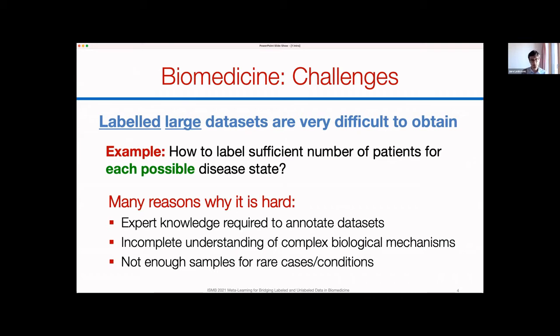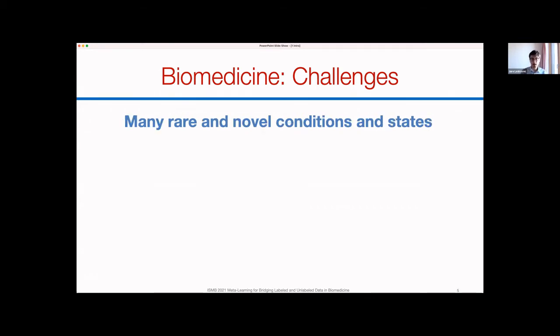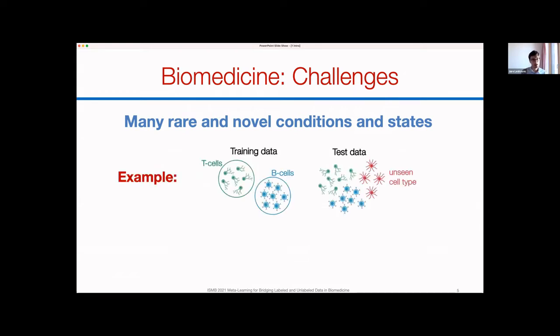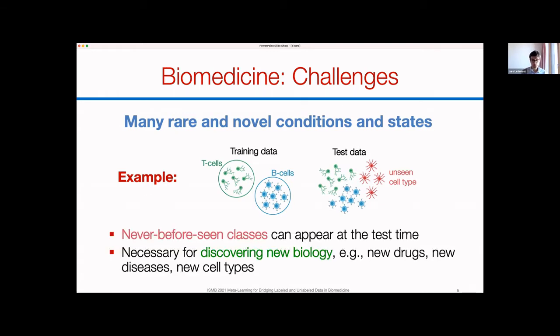So we have many rare and novel conditions or states in our data. As I said, if we are thinking about cell type identification, where we are given gene expression profiles of different cells and we'd like to identify the types of the cells we are seeing, then maybe in the training data, a human expert labeled and identified T cells and B cells, but maybe in the test data, there is some unseen cell type that we haven't seen yet, and we don't want to just say all cells can either be B or T. There might be some unknown cell types at deployment time. So we can have never-before-seen classes that appear at test time or at deployment time.